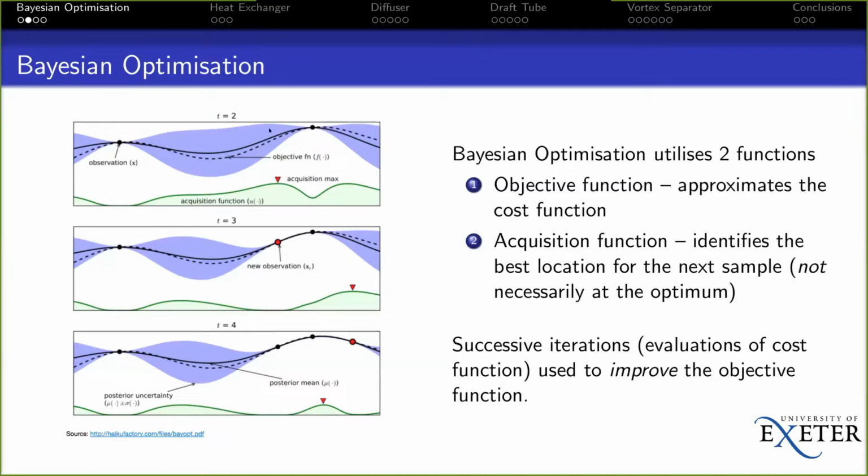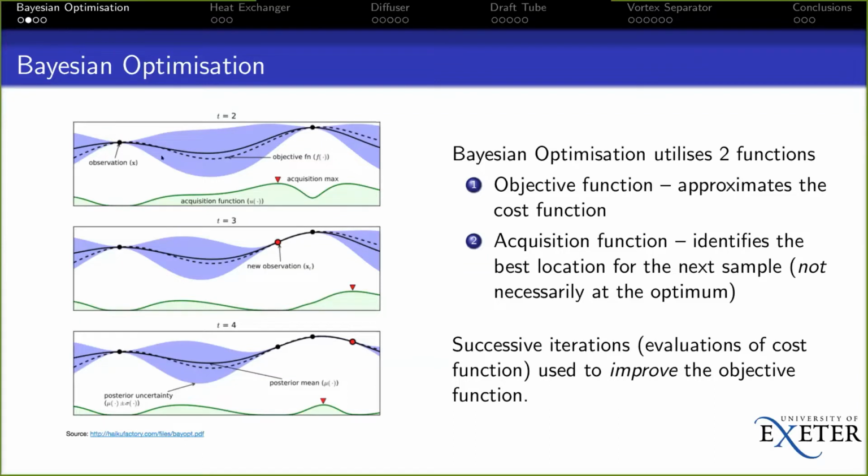So we've got some concept as to how accurate or inaccurate the model is and what the range of possible solutions might be. But then we've also got an acquisition function which works with the objective function and is used to identify the best location to run our next CFD model. And that is not necessarily at the optimum.